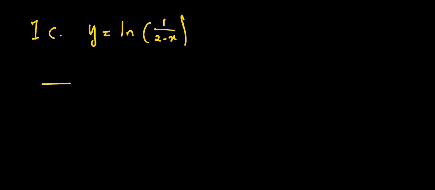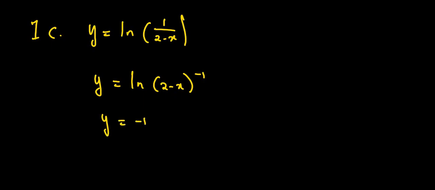Question 1C is simply asking us to sketch, stating the domain and the range. So we're given y is equal to ln of 1 over 2 minus x. This is the same as y is equal to ln of 2 minus x to the power negative 1, which is y is equal to negative ln of 2 minus x. No need of even writing the 1. We're just going to say y is equal to negative ln 2 minus x. That's what you have.